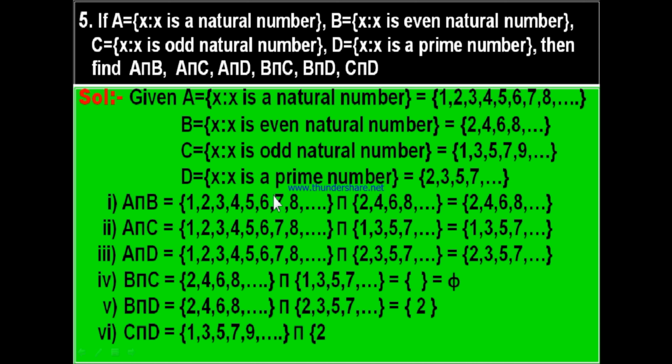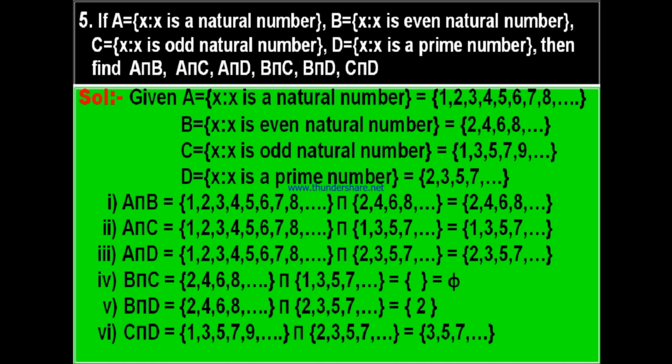Next bit, C intersection D. C intersection D is equal to set C, the set of 1, 3, 5, 7, 9 and so on, intersection set D, which means 2, 3, 5, 7 and so on. To find C intersection D, we have to pick up the common elements. Now what are the common elements from both the sets? 3 is common, 5 is common and 7 is common. Therefore C intersection D is equal to the set 3, 5, 7 and so on. This is C intersection D. Like this we have completed question number 5.